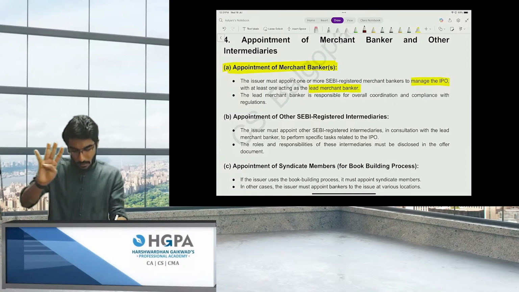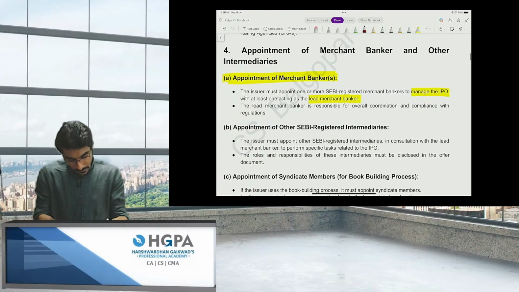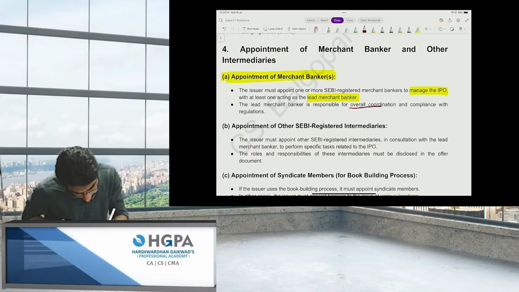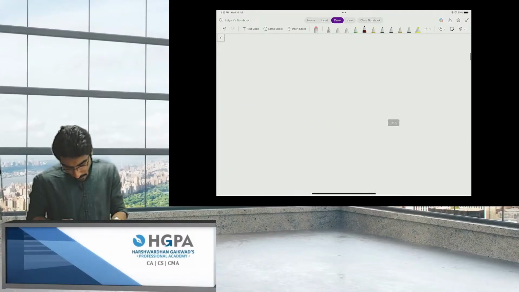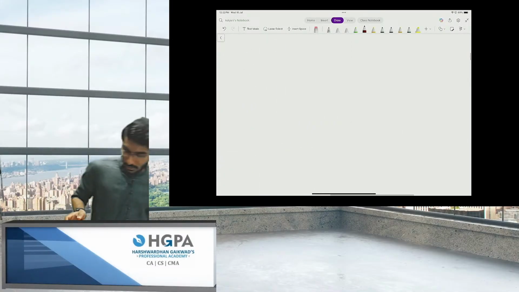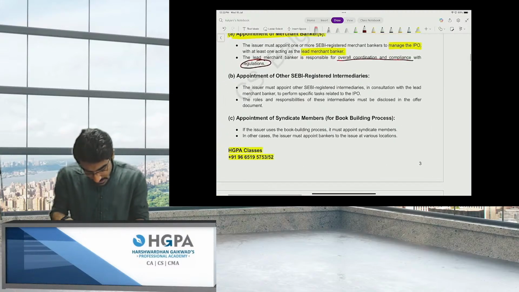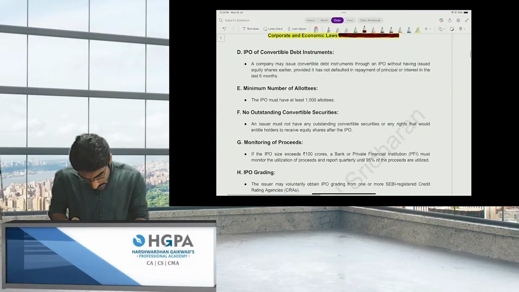So we are done with the 4 points people. Now let's quickly read it. The lead merchant banker is responsible for overall coordination and compliance with the regulation. Now people, I want you guys to write it down, whatever I'm writing now. Okay, we're going to understand how many intermediaries are there people. One sec.